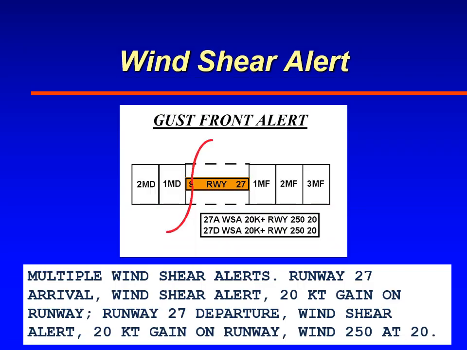And here is another example where you may have multiple wind shear alerts. This is specifically for departures and arrivals, and they show a gust front coming through the airport. And this is how air traffic controllers would read this. They would say: multiple wind shear alerts, runway 27 arrival, wind shear alert, 20 knot gain on runway, and runway 27 departure, wind shear alert, 20 knot gain on runway. The wind is 250 at 20 at the threshold.